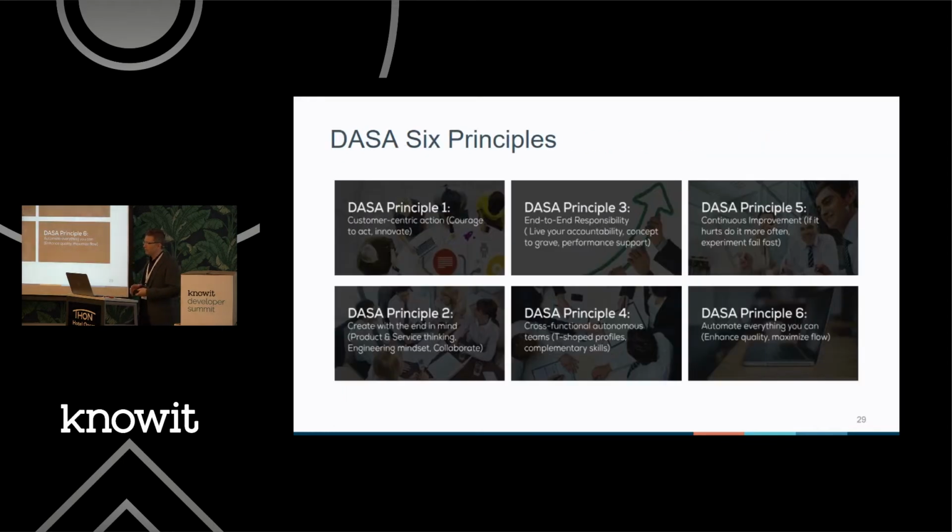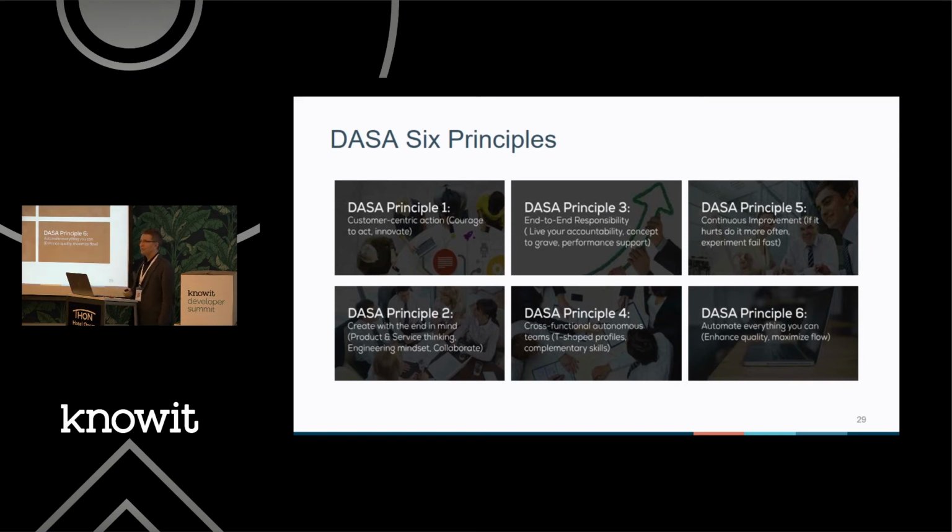So all this is then put into 6 principles or values, which describe what DevOps really is. One is customer-centric action, thinking about customer first. Another one is, here we go, create with end in mind. So trying to have a big picture of what we are creating all the time. Another one is end-to-end responsibility, meaning that DevOps teams should also own the product they create also when it's in use with customers.